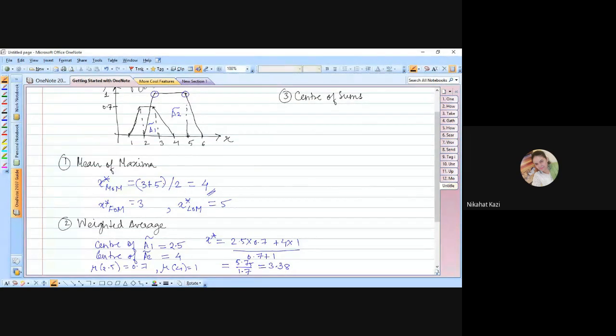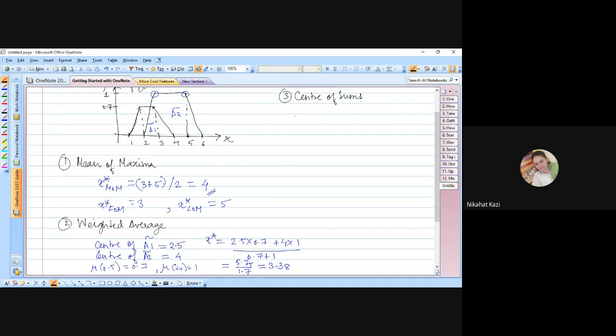So you find the area of A1, area of A2, find the centers of A1 and A2, and then it's similar to a weighted average. Only thing is, instead of the memberships of each of the membership functions, you're looking at the area multiplied by center. See, it's similar to this weighted average formula. Only thing is, instead of the membership, you're going to have the area.